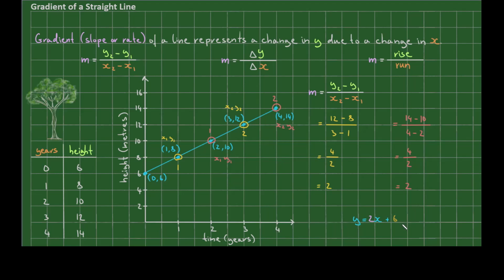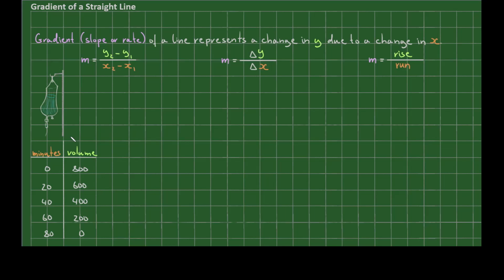So let me look at another example. This time we have a saline solution that is being delivered to a patient. At the start, the volume is 800 milliliters. The saline is being delivered at a constant rate, and so after 20 minutes we have 600 milliliters, after 40 minutes 400 milliliters, after 60 minutes 200 milliliters, and after 80 minutes the bag is empty and the volume is 0 milliliters. In order to plot these ordered pairs, I will need some x's. Once more, time, the ultimate independent variable, will be on the x-axis and volume will be on the y-axis.